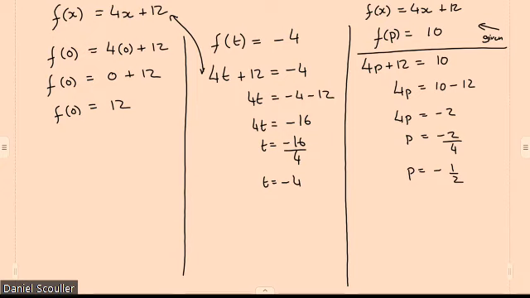Right, I'll actually give you some past paper questions on it then. So, 2019 past paper, paper 1. Question 1, so that's the first question.